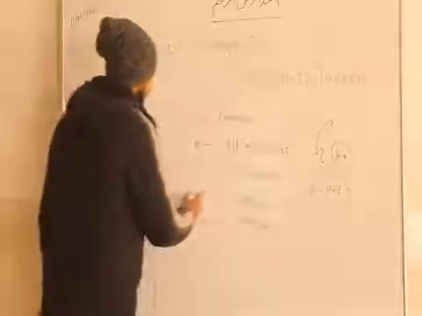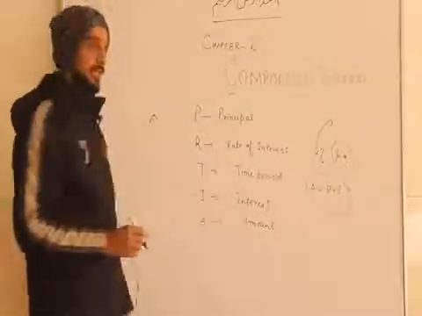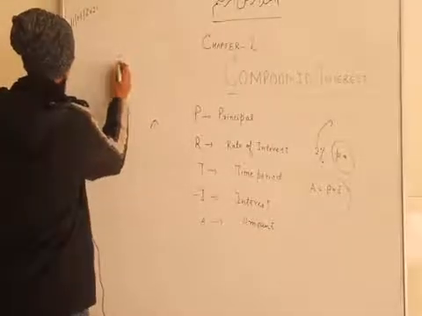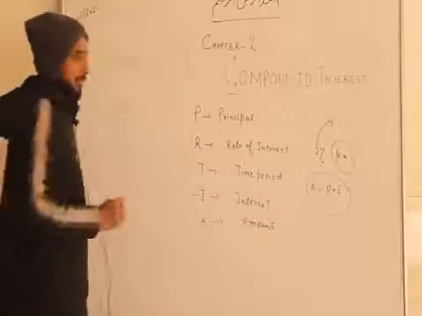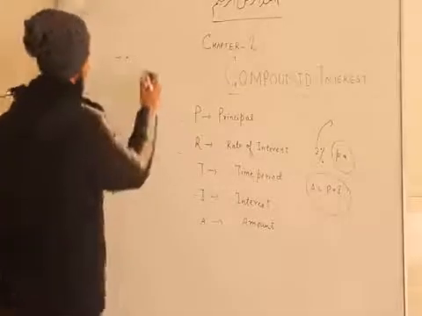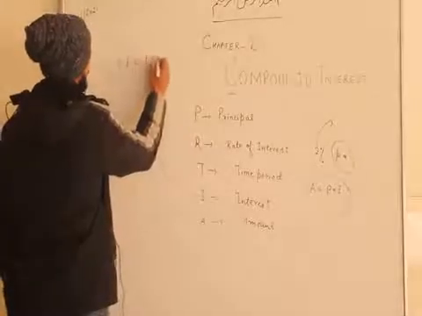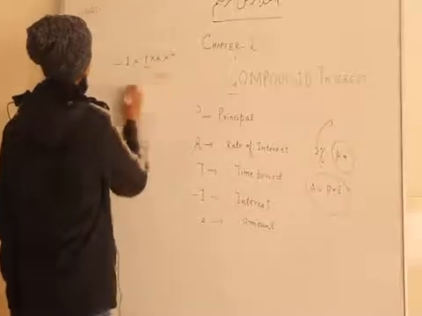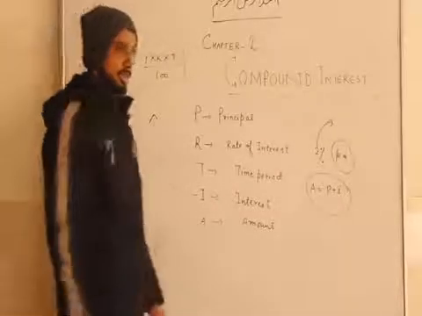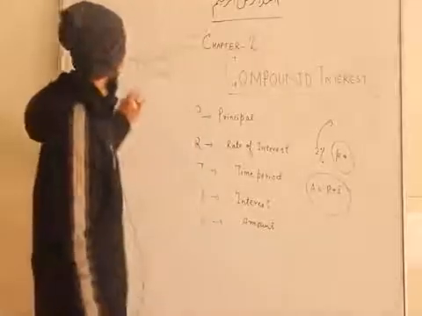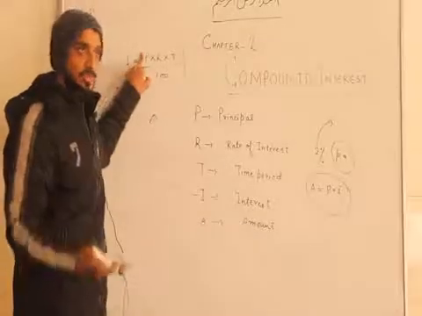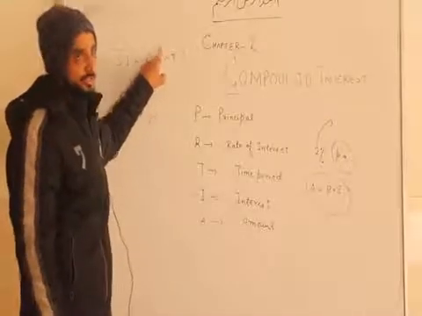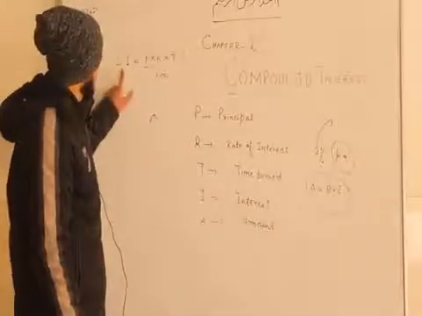Now what is I? I is the interest, and there are two types of interest that we will discuss. First is the simple interest. The formula of simple interest is P into R into T by 100. This is the formula to calculate the simple interest. Here we need only three elements: the principal on which we are taking or giving the interest, R the rate of interest, and T the time period. So this is simple interest.